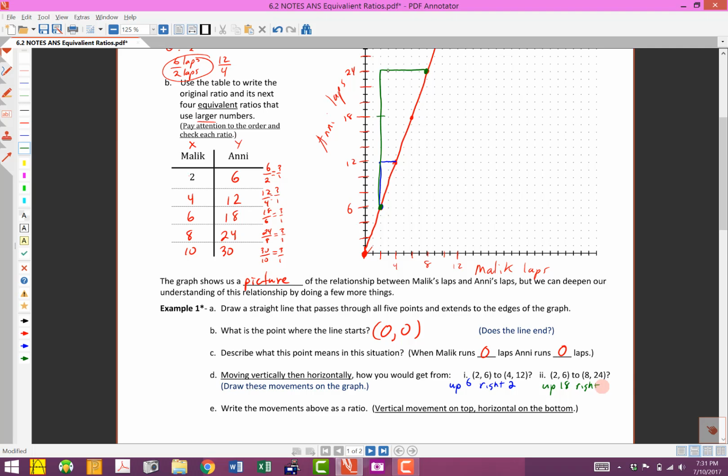Let's see, how far are we going to go? 2, 4, 6. You can count them. 1, 2, 3, 4, 5, 6 spaces. So right 6 there. Okay.